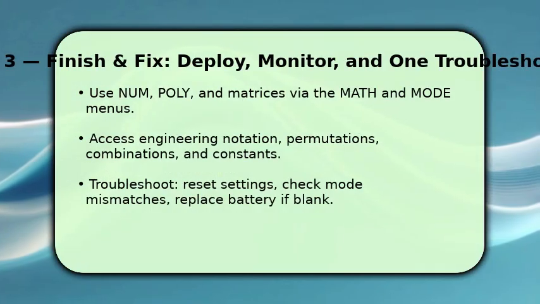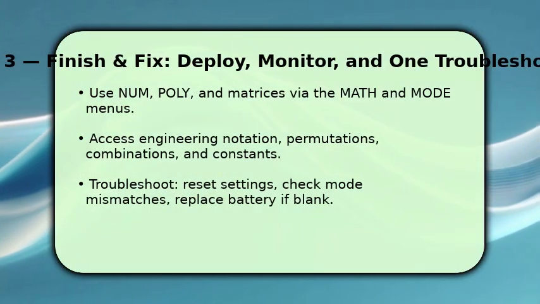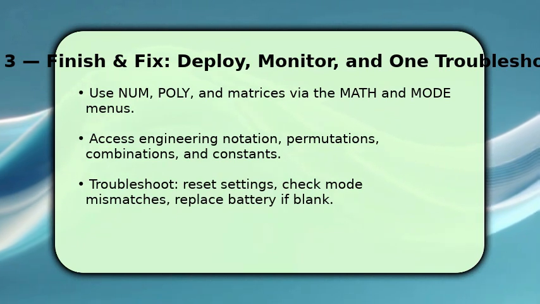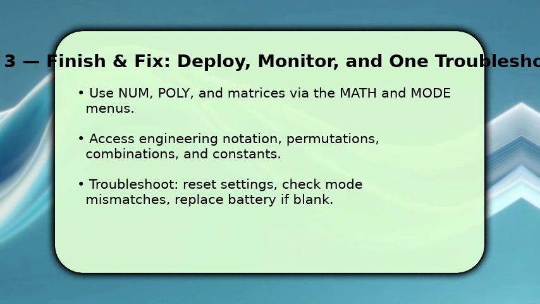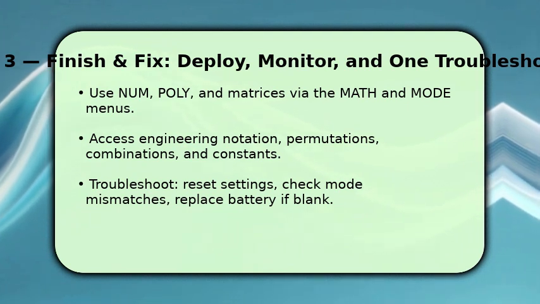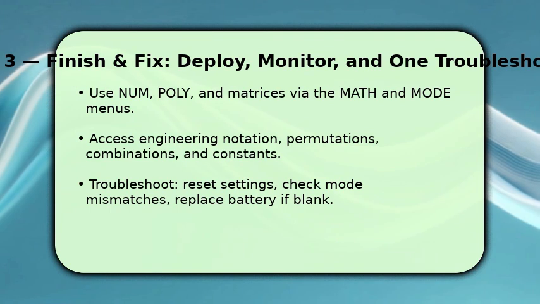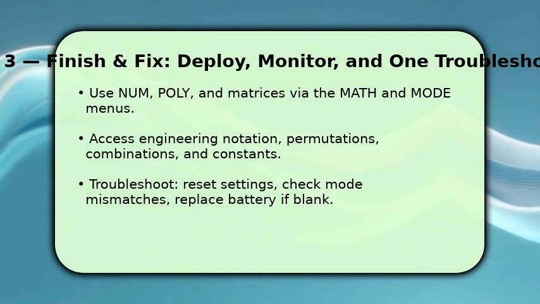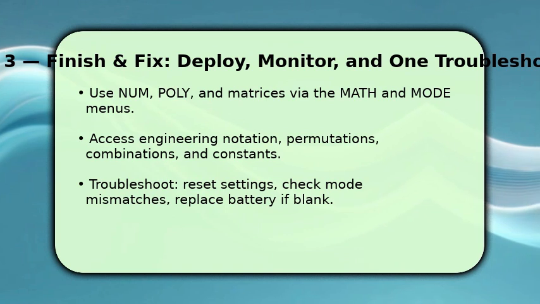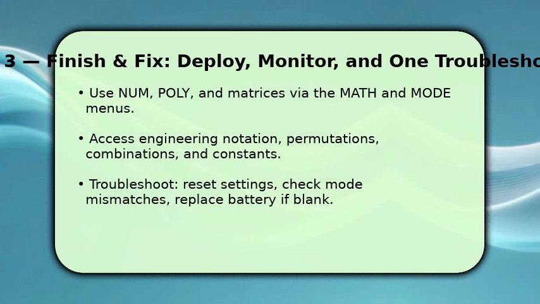You now tackle advanced functions. Access numerical solver, polynomial routines, and matrices through the MATH and MODE options. Enter dimensions carefully and confirm entry with ENTER. Use the nPr and nCr keys for permutations and combinations, and select ENG or scientific notation when handling large or small values. If something goes wrong, reset to defaults or reselect DEG/RAD.